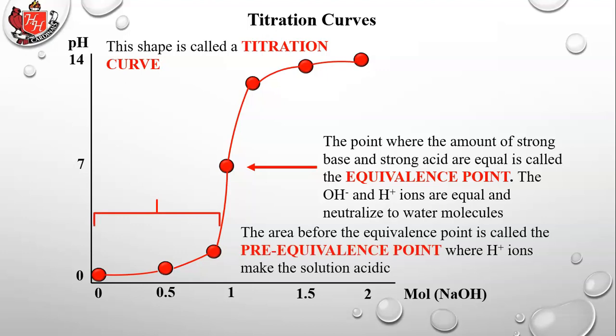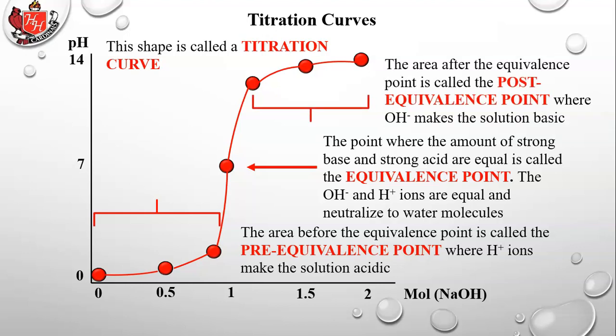The area before the equivalence point, remember we started at the bottom and worked our way up to the top, is called the pre-equivalence point, where H+ ions make the solution acidic. In those first 3 titrations, you always had more H+ than OH minus. Up above the equivalence point, the area after the equivalence point is called the post-equivalence point, where OH minus makes the solution basic.